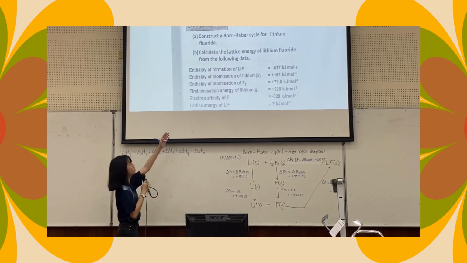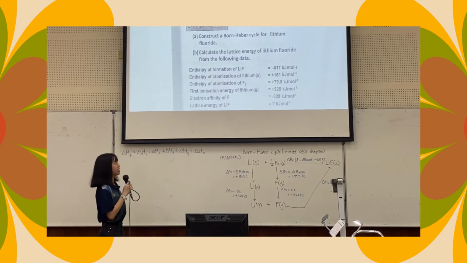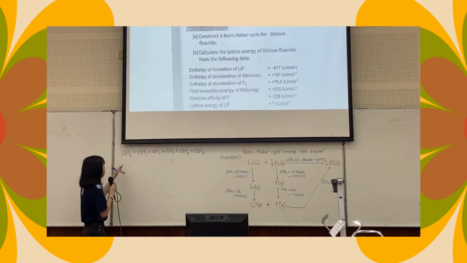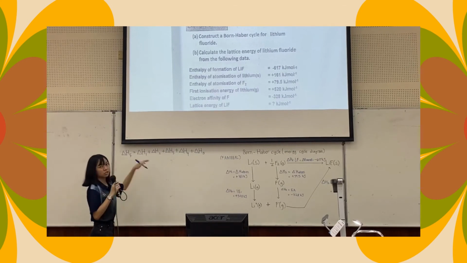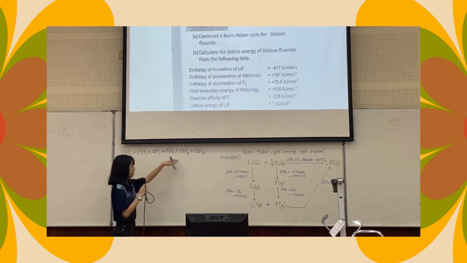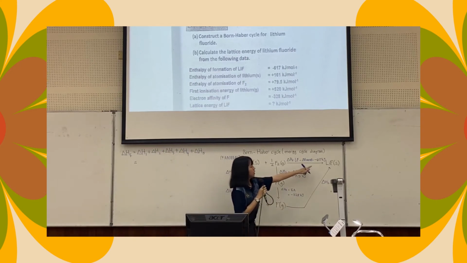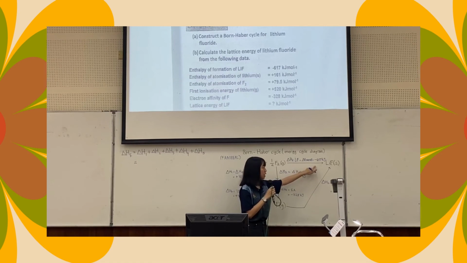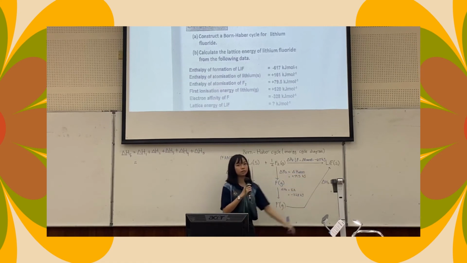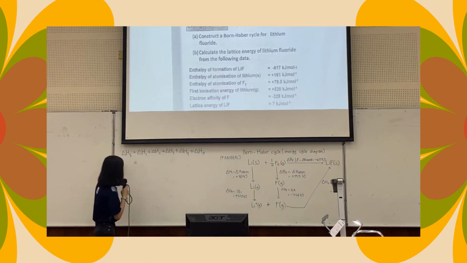Now we will have to answer part B, which is to calculate the lattice energy. So the enthalpy of formation is actually a combination of H1 until H5. So now the enthalpy of formation, and we get the value. It is -660. So the enthalpy of formation is actually -670 kilojoule. So we write it here.